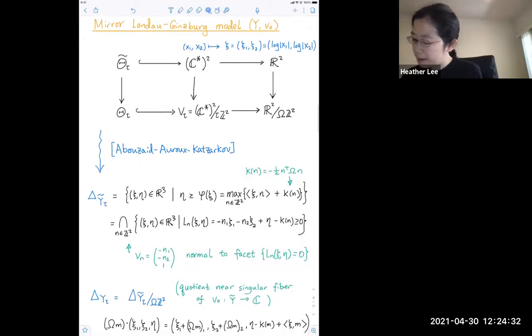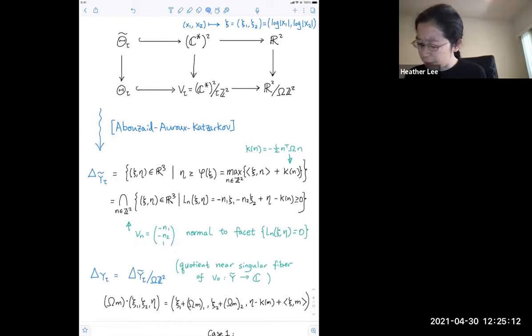And this facet is normal to the vector (-1, -n1, -n2, 1). So you can imagine that this is a three-dimensional polytope. Imagine a three-dimensional ball, and then the surface of the ball, the boundary, like the bottom of the ball, has infinitely many facets, one for each n, and each facet is normal to this vector.